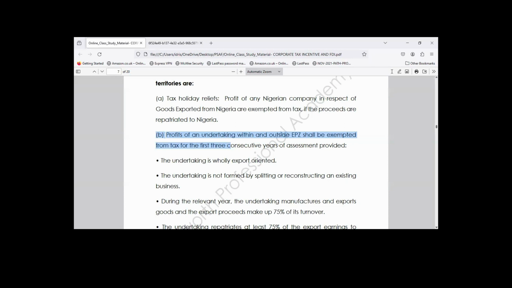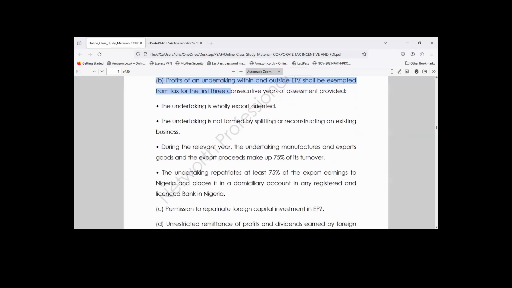The third one, their exportation must be at least 75% of their turnover. 75% of their turnover.